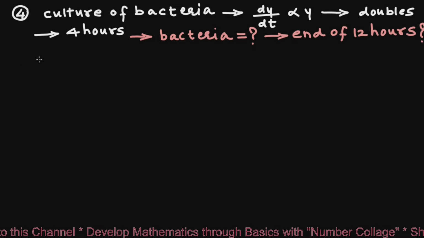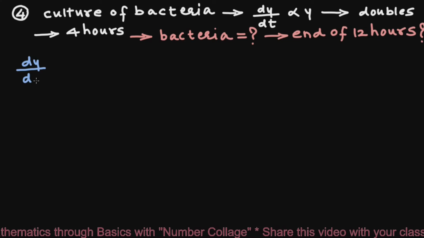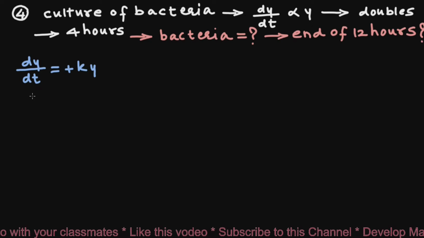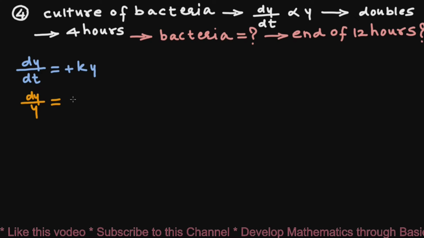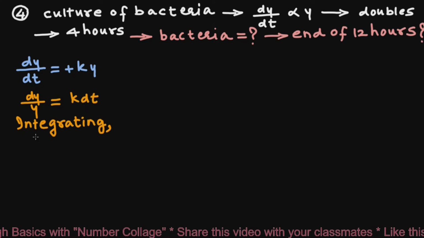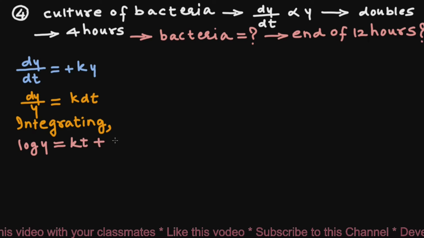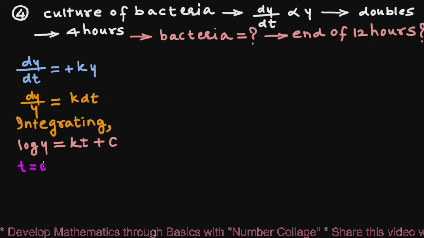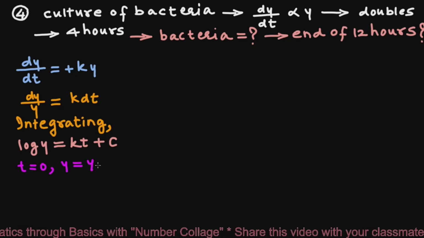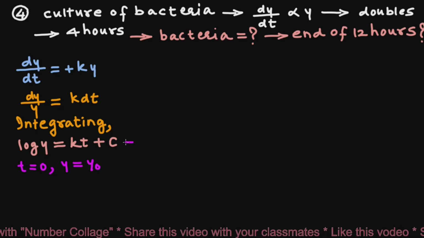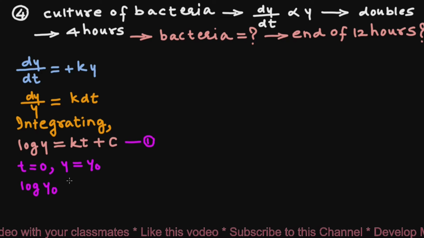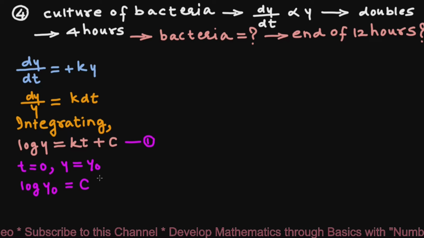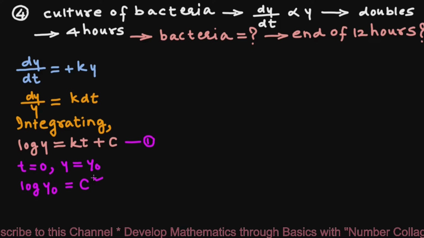As usual, by the law of growth, we have dy by dt equals plus ky. Separating the variables, we write dy upon y equals k dt. Integrating, we get log y equals kt plus c. It is given that initially when t equals 0, number of bacteria y is say y0. So this equation 1 becomes log y0 equals 0 into k, that will be 0, equals c. So that gives us c equals log y0.